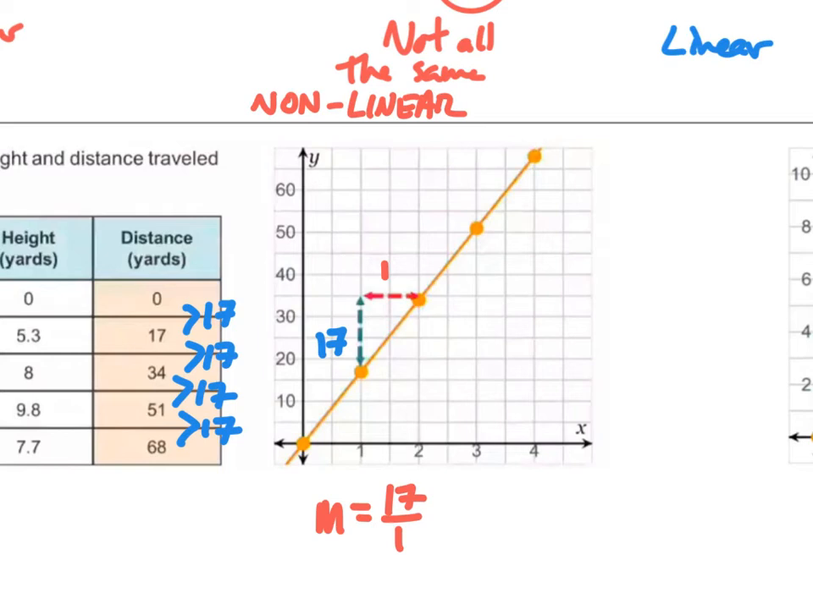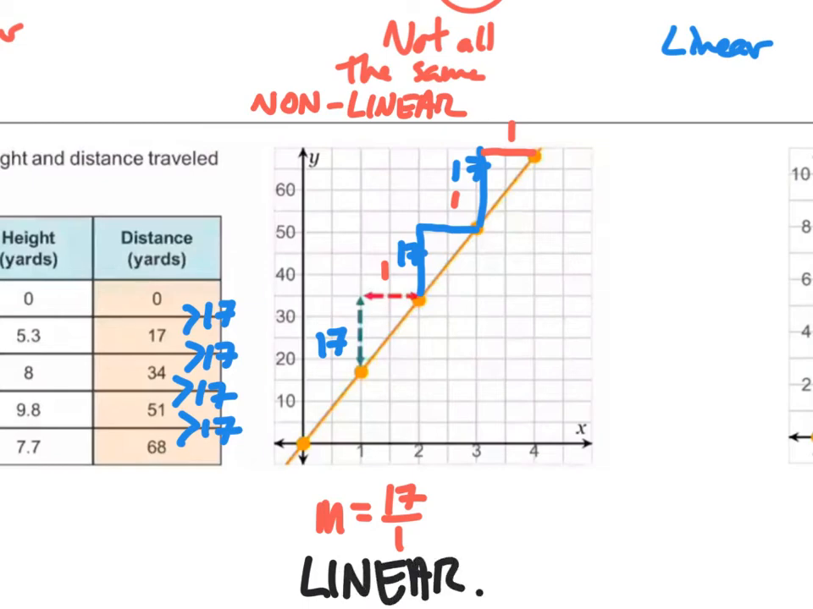If we want to go to the next point, we would go up 17 and then over 1. So that's 17 over 1. And same thing here, if we get to the next point, we go up 17 and then over 1. So we've got 17 over 1. So we have a constant rate of change. This is a linear function.